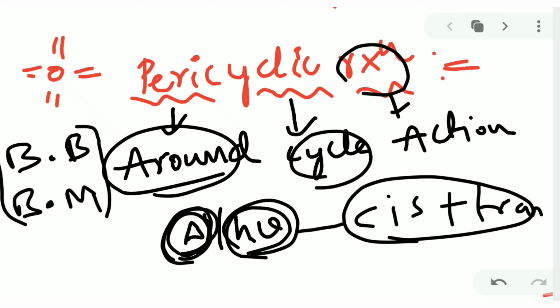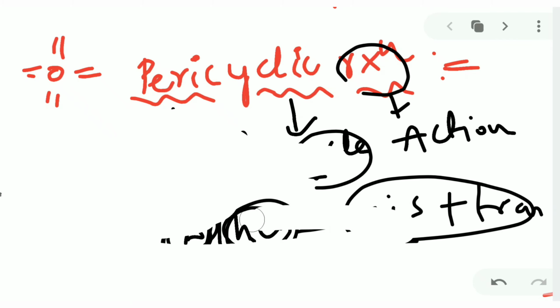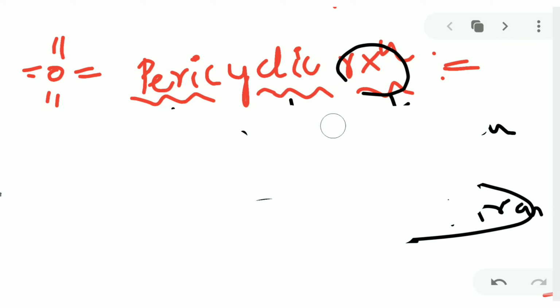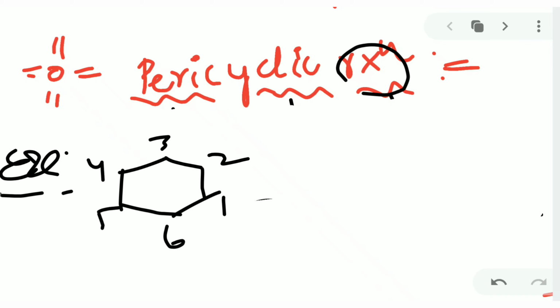For example, let us take cyclohexane and see how bond breaking and making take place, and how new bonds and pi electrons are formed. This is the structure of cyclohexane, with carbons 1, 2, 3, 4, 5 and 6. So six carbons are there.